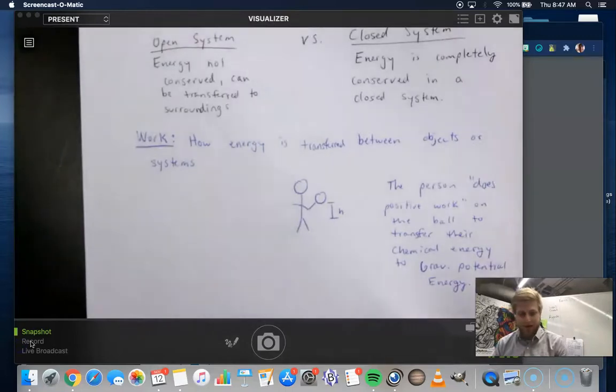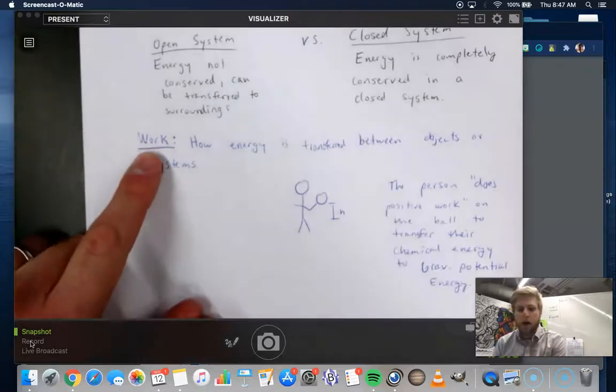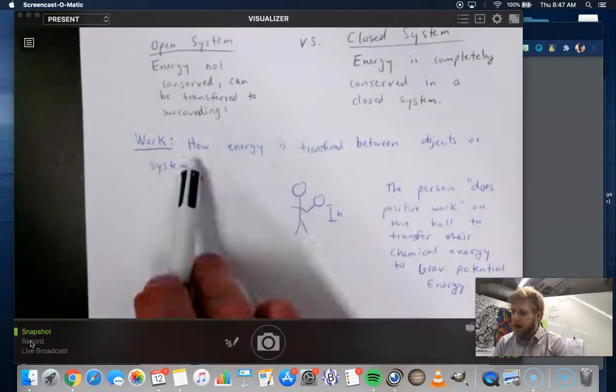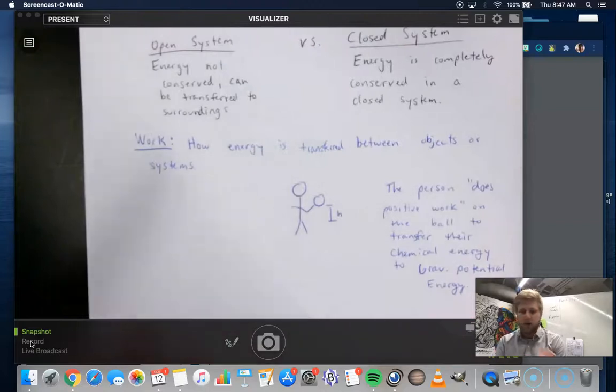I wrote a bunch here for our next piece of information, critically important, so as I'm speaking you can be writing here. The next term we need to understand is a physics term that has an everyday application, but the term work in physics is simply how energy is transferred between objects or systems.